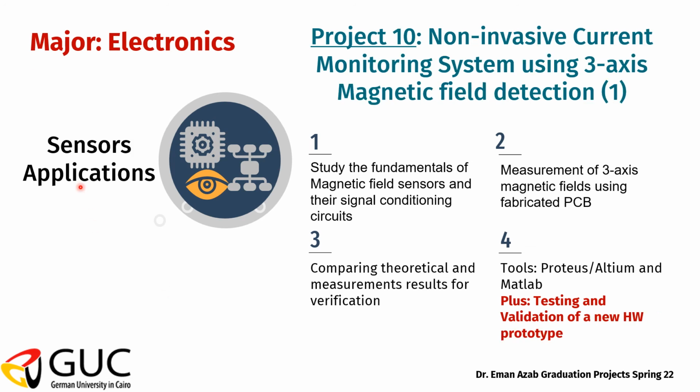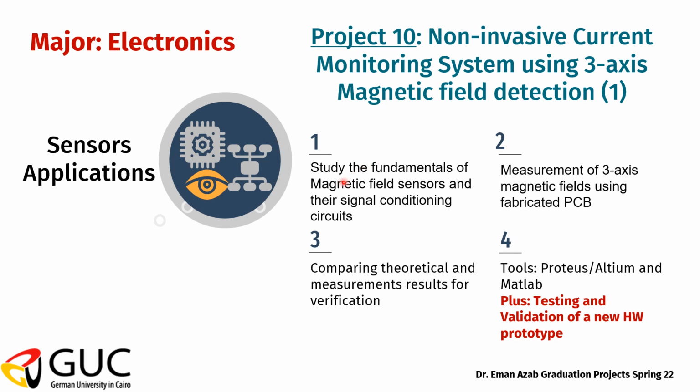The last project theme that I'm going to work on, inshallah, in spring 2022 is sensors applications, and I'm going to focus on industrial applications. And one of the main challenges in industry is measurement of the current without interrupting the circuit. So the focus of the project will be a non-invasive current monitoring system using 3-axis magnetic field detection. The focus will be on magnetic field integrated circuit usage in current monitoring systems. The objective is to be able to measure the current, position, and magnitude without intercepting the circuit flow.